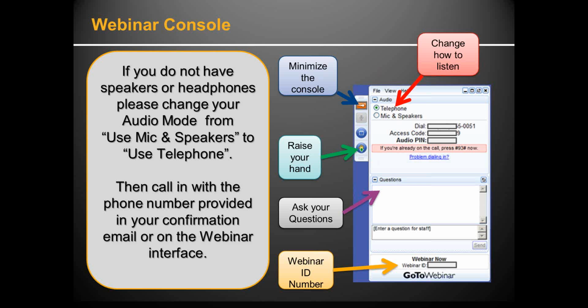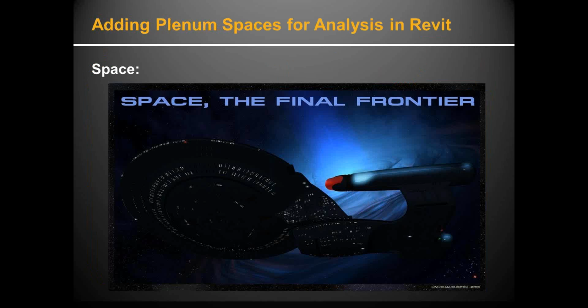It's fairly straightforward. I'll be putting in some tips and tricks, some efficiencies, which I think is part of the reason a lot of people have not been adding spaces to their plenum area, because it's extra work. But I'll show you some ways to make that a little more efficient. So we'll be looking at spaces in Revit.